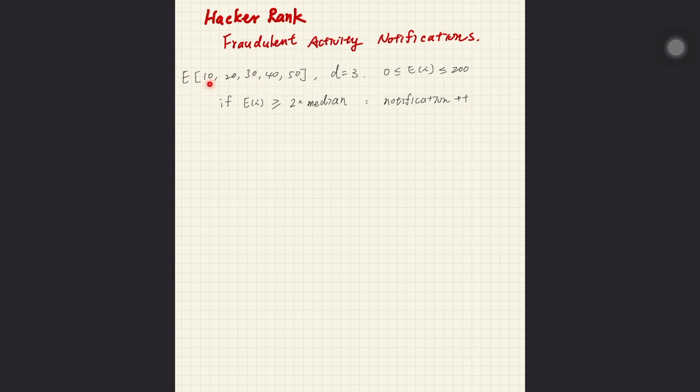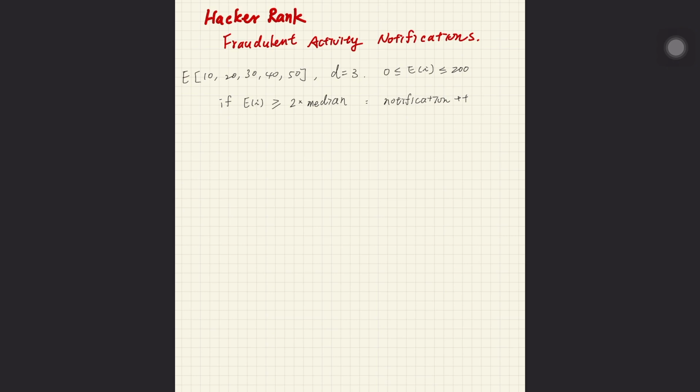For the next window, we move right again, and it will go from 30, 40, 50. But since the window has already reached the end of the list, there is no E of I, so we end the iteration. So the notification count is just 1.